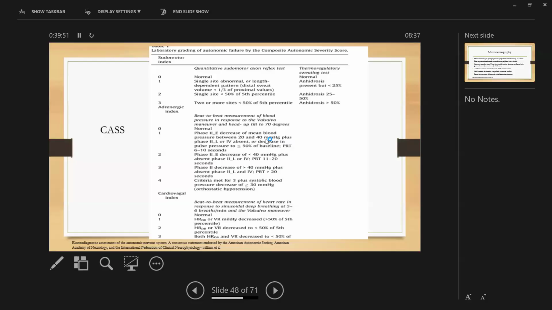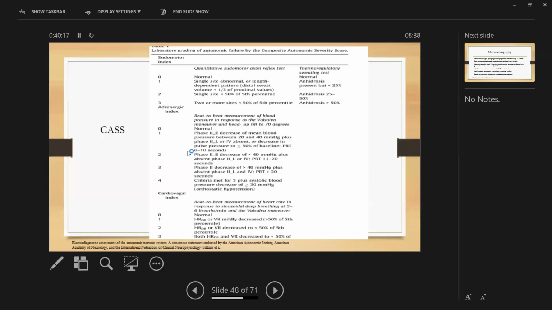Pseudomotor index we can calculate from either the QSART test or the TST test. If a patient has a normal response, we will give the lowest score, 0. If a patient has an abnormal response, we will give the highest score, like 3. If the score is 3, the patient will have abnormal sweating, less than 50% in 2 or more sites. That is anhidrosis more than 50%, so that will have a higher score of 3.